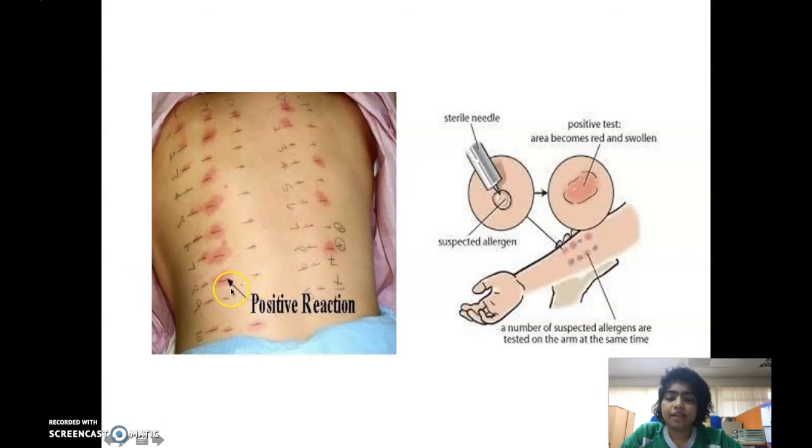So as you can see, if it shows a positive test, that means there's a reaction here. If it shows negative, then there's no reaction.